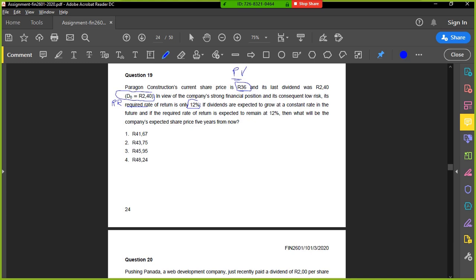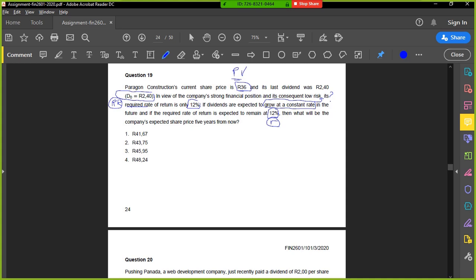If dividends are expected to grow at a constant rate in the future, and if the required rate of return is expected to remain at 12%. So this 12% is the R in the formula. The R in the formula is the same as the required rate. That's not the growth rate. The growth rate isn't given. Then what will be the company's expected share price 5 years from now?